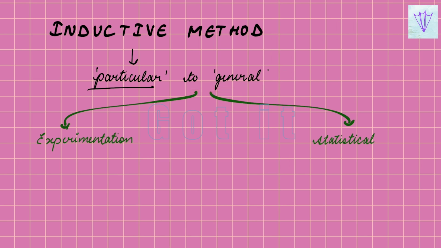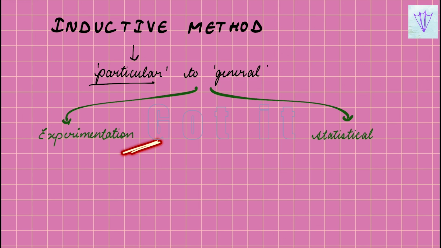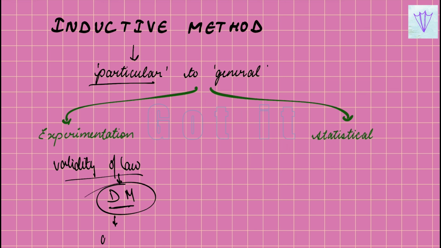There will be two things in this. First, you can go on experimentation, or you can do it statistically as well. Experimentation is concerned with actually trying to find out the validity of laws which are made by the deductive method. So in experimentation, we find out the validity of these laws made in the deductive method by studying the actual facts.